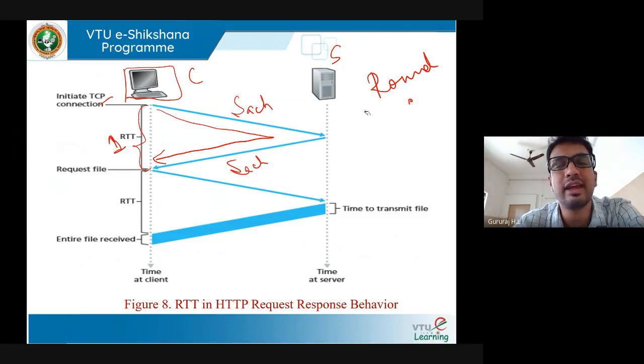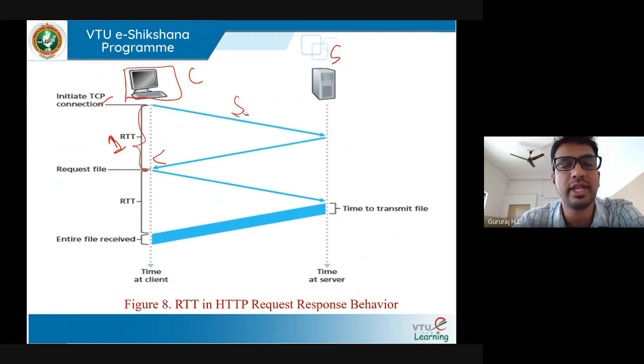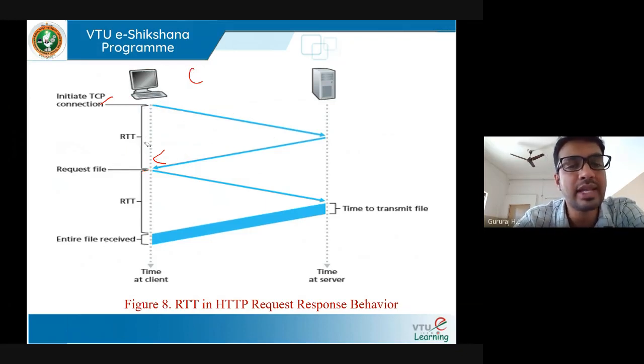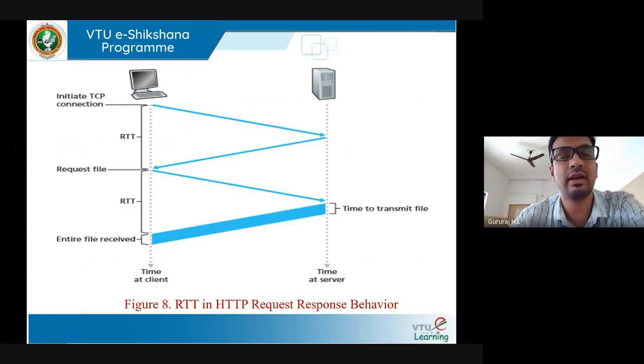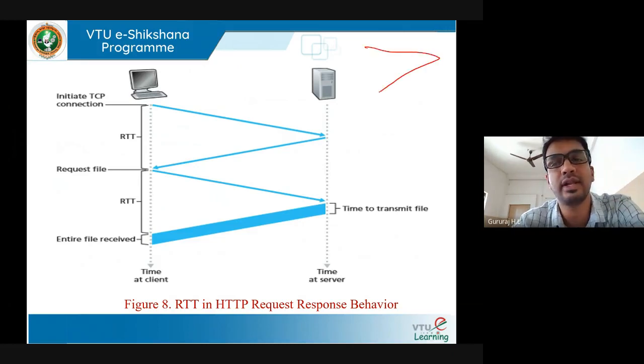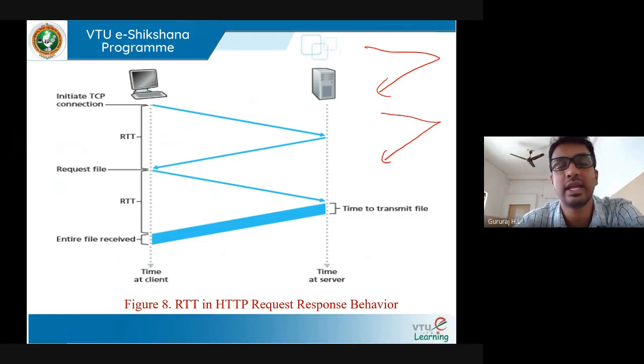For example, there is a scenario. For each and every request and response, I may require equal RTT. I mean to say one RTT for one request and one response. Such connections we can call persistent communication. For each and every new operation, I require one RTT. If I want to search a Sachin Tendulkar image, I require one RTT. If I want to go to the YouTube channel, I require one RTT. Such connections we can call persistent HTTP connection.